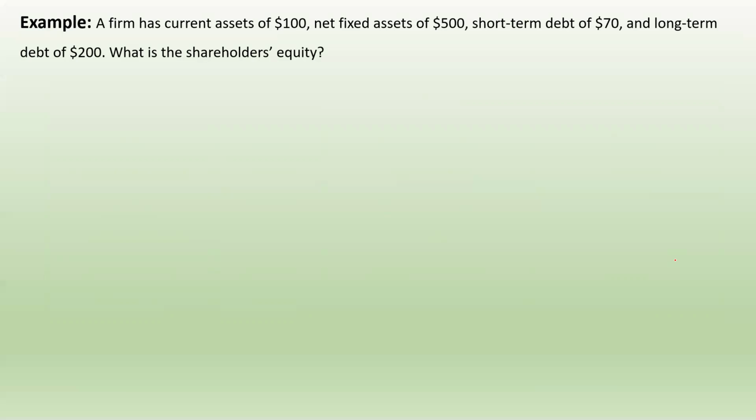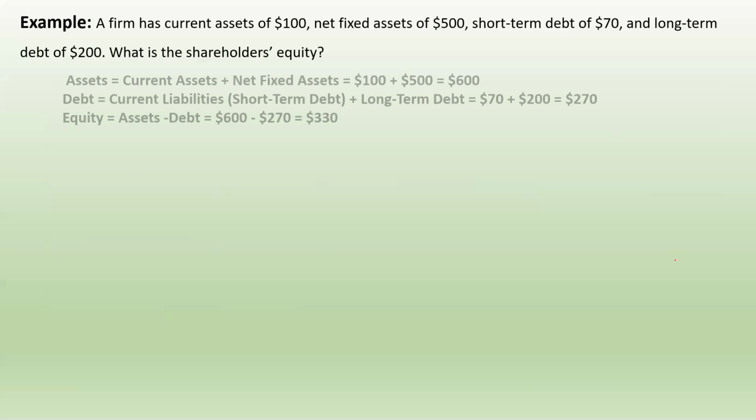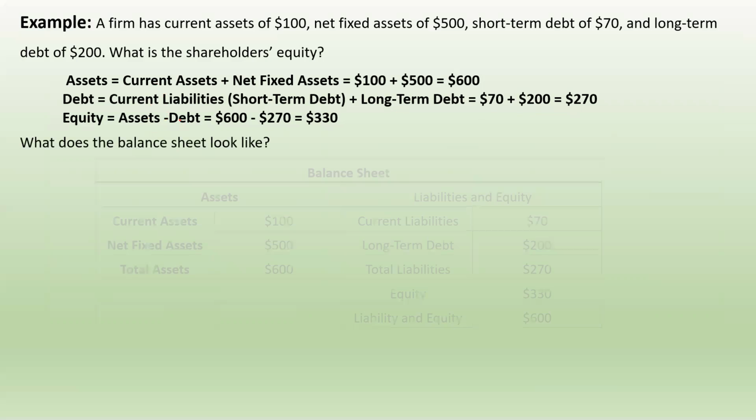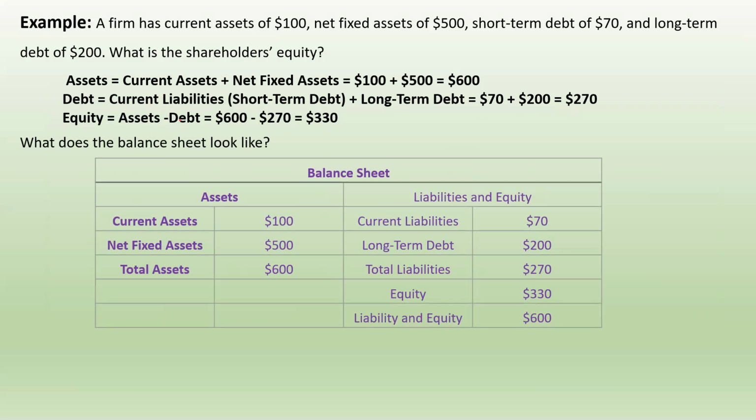The second example: a firm has current assets of 100, net fixed assets of 500, short-term debt of 70, and long-term debt of 200. It asks what the shareholders' equity is. We know the assets equal current assets plus net fixed assets, which is 600, and the total debt is short-term debt plus long-term debt. Then the equity should be the difference between assets and debt. So it's 330.